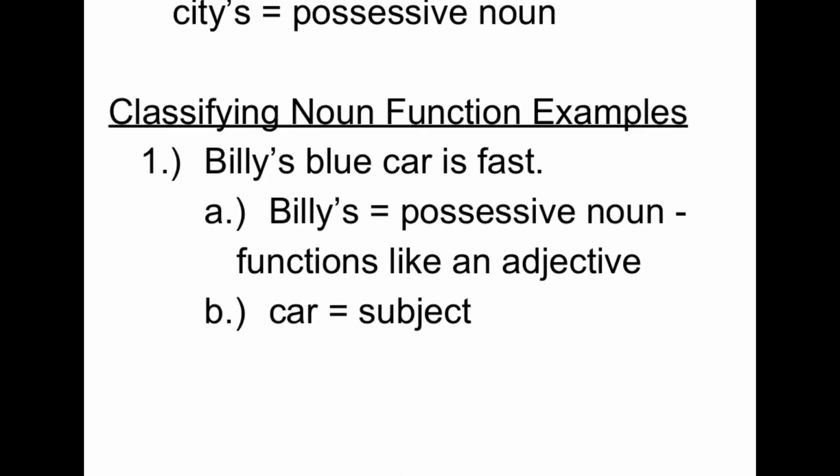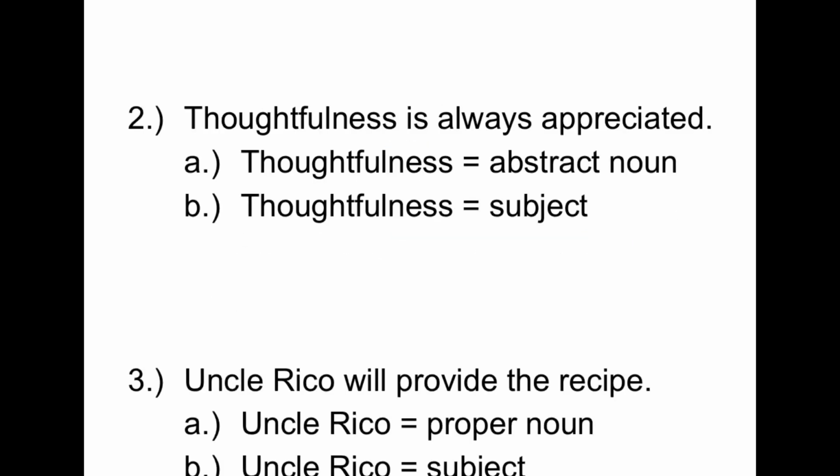So let's go ahead and classify all the nouns in these sentences. In our first one here, we have Billy, apostrophe s, which serves as a possessive noun because it functions like an adjective. It's not the simple subject. The simple subject would be car. Thoughtfulness is always appreciated. Thoughtfulness is the subject of that sentence. It is an abstract noun.